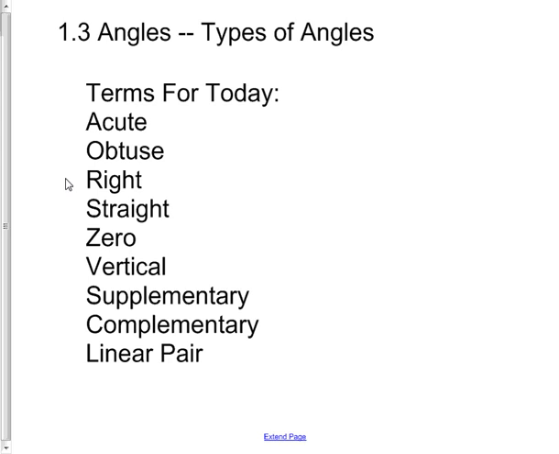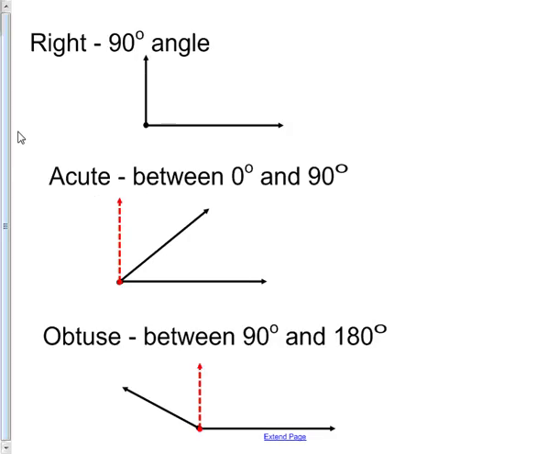We'll talk about the first three. A right angle, as you've probably been aware, is a 90-degree angle. It's like the corner of a square or corner of a rectangle. And we'll talk about how to measure angles in the next video, but a right angle is a 90-degree angle. An acute angle is between 0 and 90.